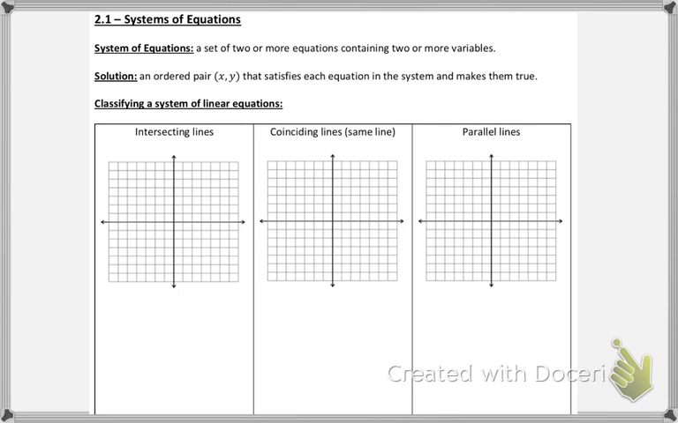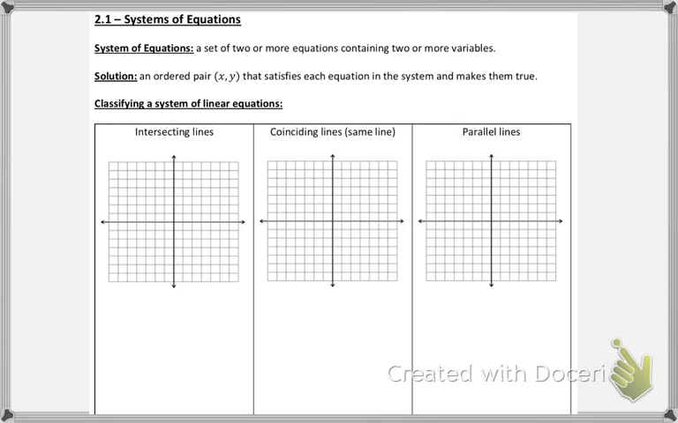And when we're talking about a system of equations, we're talking about more than one equation working together, containing two or more variables. And when we talk about a solution, it's an ordered pair (x, y) that satisfies each equation in the system and makes them true. So the solution is really where exactly the two equations are working together. And when we are graphing, that's where the point of intersection is, where the two graphs intersect. That is the solution to the system. A point that makes both of the equations true.